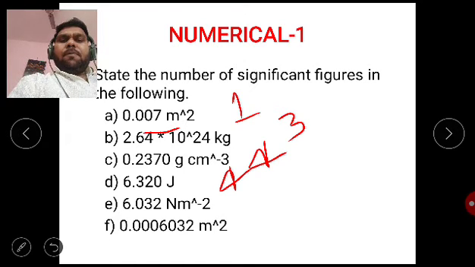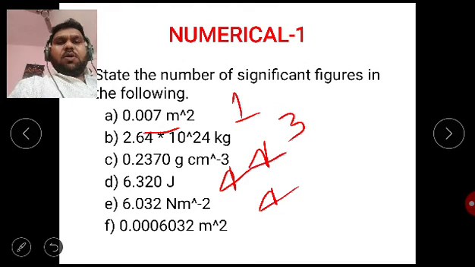Now we will move to part E. In part E we are having 6.032 Newton per meter square. Okay, so we are having 0 here between two non-zeros. So here comes another rule. The rule is that any 0 between two non-zeros is considered as a significant figure. Okay, so we will have 4 significant figures again, 6 as first significant figure, 0, then 3 and then 2. We will have 4 significant figures.